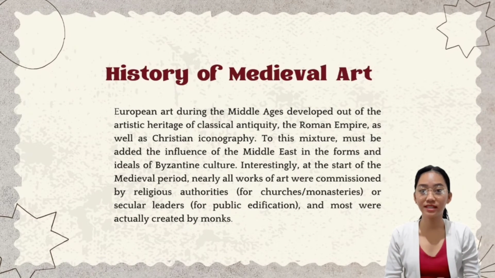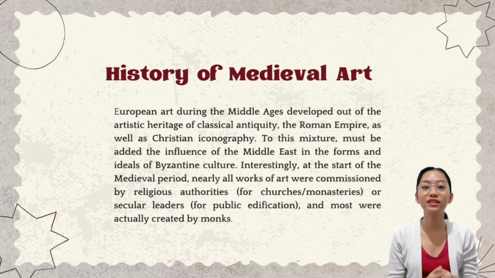European art during the Middle Ages developed out of the artistic heritage of classical antiquity, the Roman Empire, as well as Christian iconography. To this mixture must be added the influence of the Middle East in the forms and ideals of Byzantine culture. Interestingly, at the start of the medieval period, nearly all works of art were commissioned by religious authorities or secular leaders, and most were actually created by monks. By the end of the period, the field of the arts had expanded significantly beyond its monastic origins. Not only were the majority of artists laymen, but many pieces of art had also been commissioned by wealthy capitalist patrons for their own enjoyment.